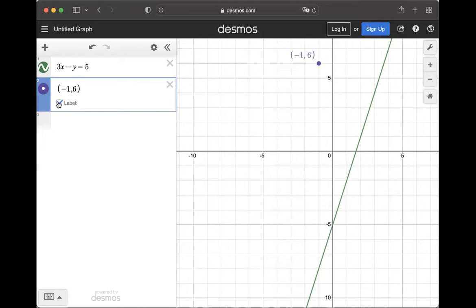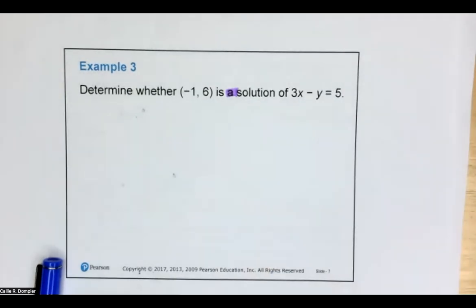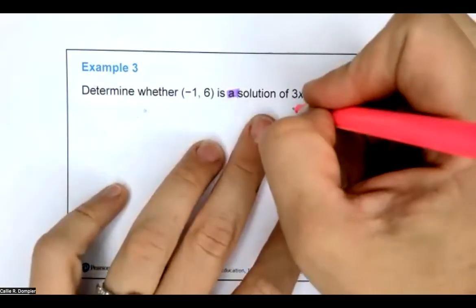So they said determine whether -1, 6 is a solution of 3x minus y equals 5. A solution will be on the line. That's what the line means. The line is every point that is true for 3x minus y equals 5.